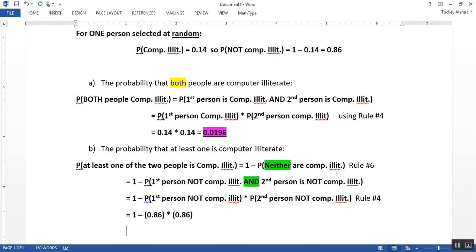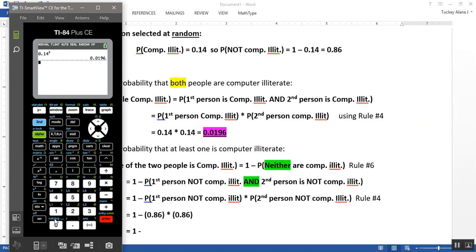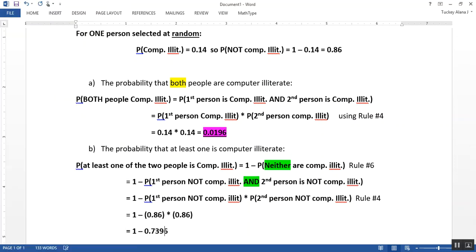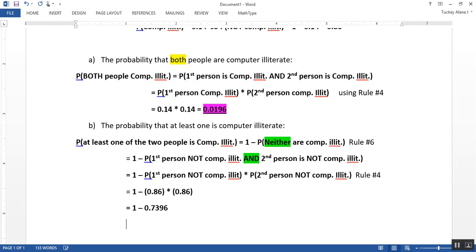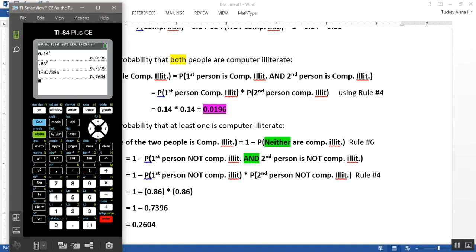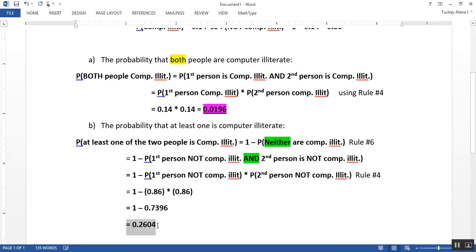Now, the order of operations, please excuse my dear Aunt Sally, PEMDAS, says that multiplication comes before subtraction. So you actually have to find 0.86 squared. So 0.86 squared, and we get 0.7396. And then take 1 minus 0.7396. And that will be our answer. Let me double check that. Yep, 0.2604. And there's our final result.